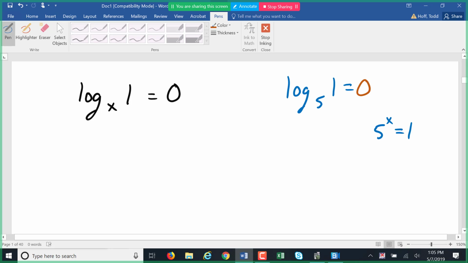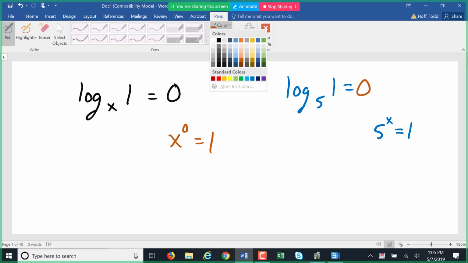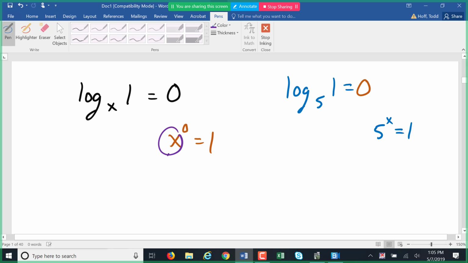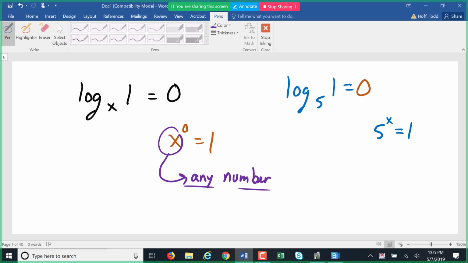So if I give you an equation, log base x of 1 equals 0, that's saying x to the power of 0 equals 1. Can I solve that for x? I cannot. This is indeterminate, like many of our systems of equations or linear equations where the variables disappeared. X here can be any number, because anything to the power of 0 is going to give us back the 1.